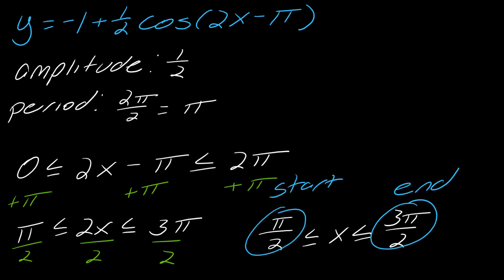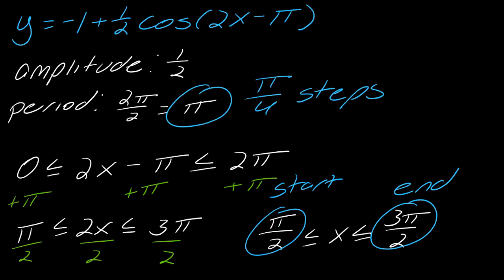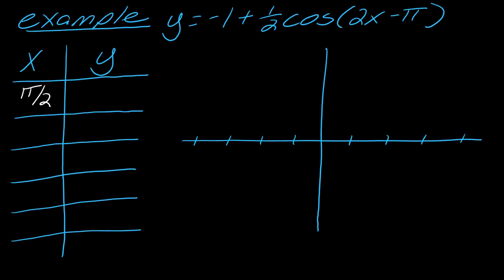And then the other thing that I want to do is note what my steps are. So I take my period and I divide it by 4. So I'm going to take pi over 4 steps. Okay, so I'm going to use my start point, which is pi over 2, and now I'm going to set up these pi over 4 size steps to set up my table. So what I want you to do now is set up the whole table. Get the x's set up, pause, and then check, and then we'll keep going together.